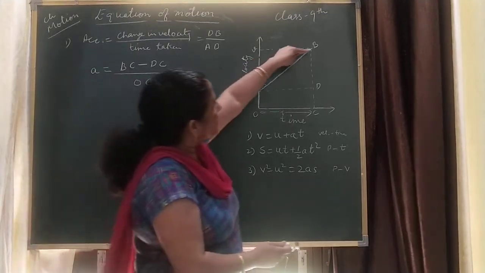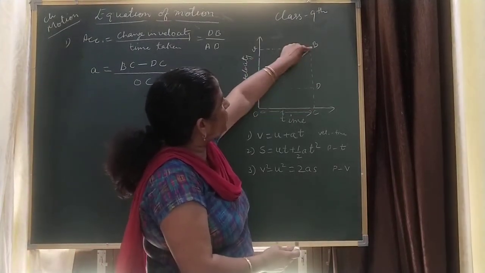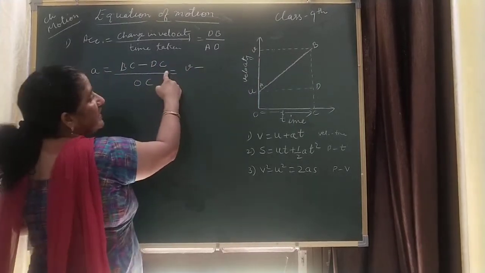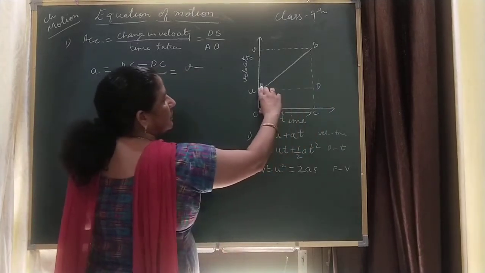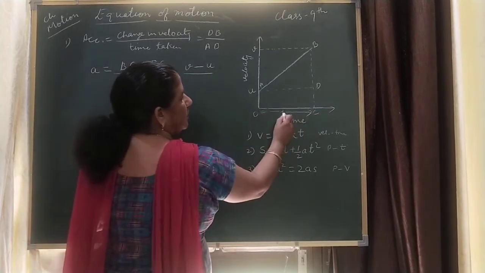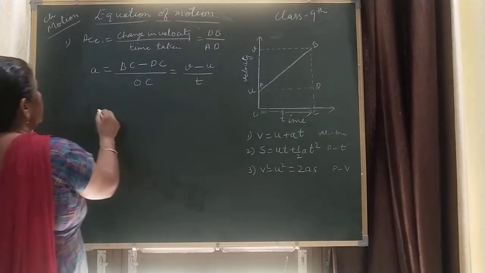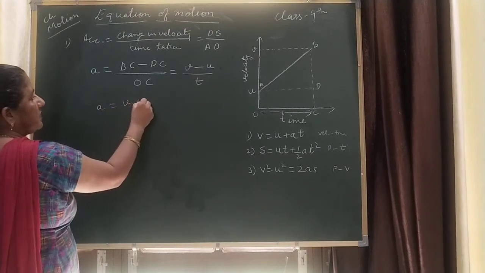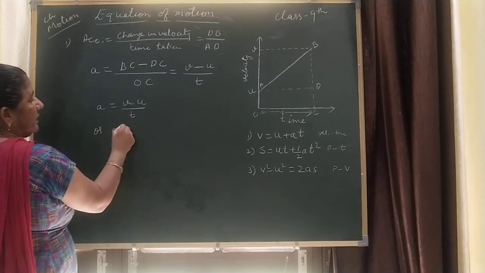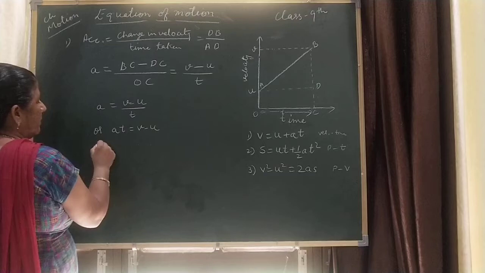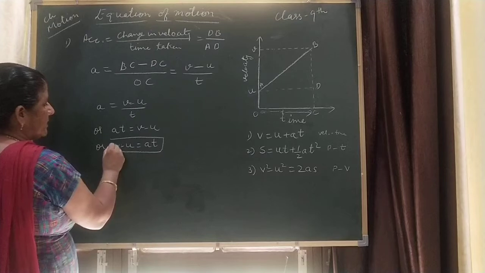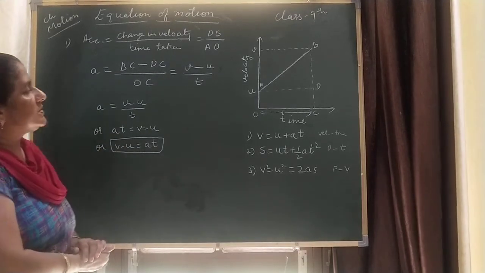What is BC? BC means from here to here, it is v. v minus DC, this distance, which is equal to OA, that is u, upon OC. OC is small t. So a equal to v minus u upon t, or if you cross multiply it, at equal to v minus u, or v minus u equal to at. Because this is the first equation of motion, hence proved.